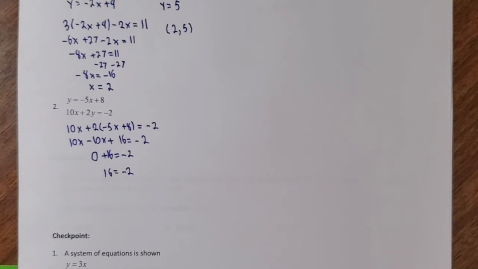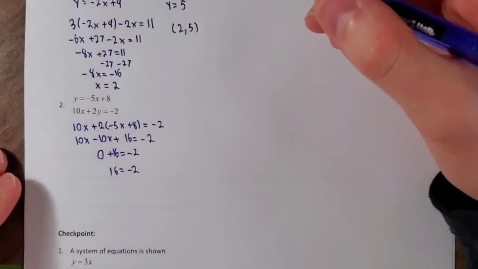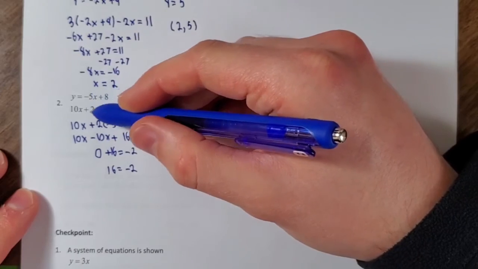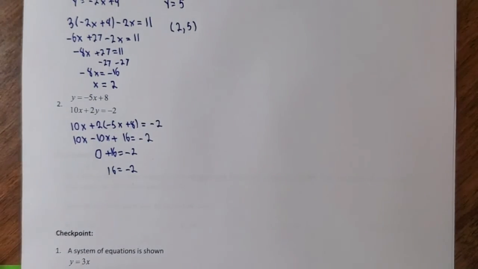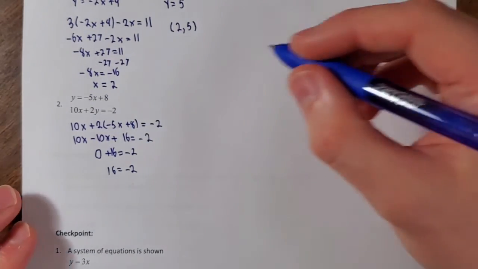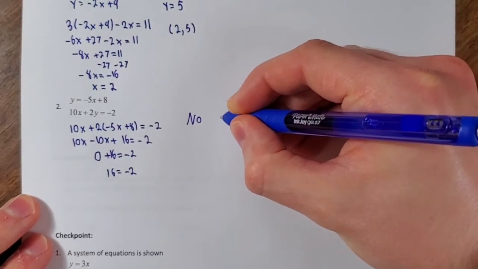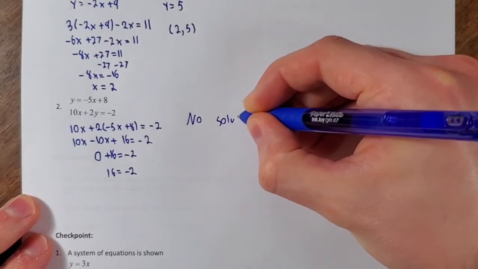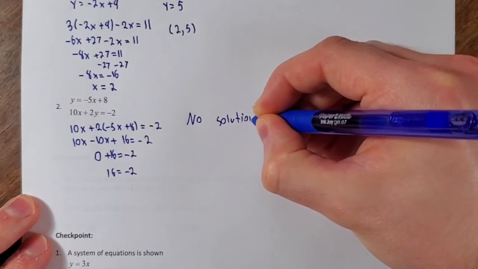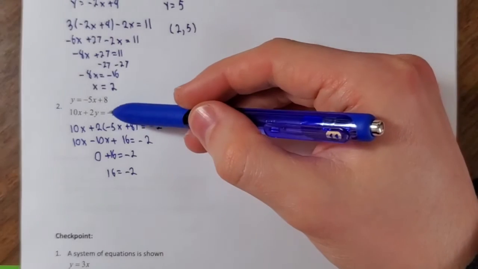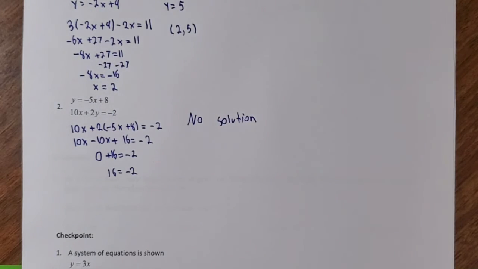Well, is there ever a situation where we can say that 16 equals negative 2? Mathematically, no. So we know this is untrue, which means there is no solution where both of these equations will be true simultaneously. So for this system of equations, we can say no solution here. So that would mean graphically, if we were to plot both of these lines, they would be parallel to one another.